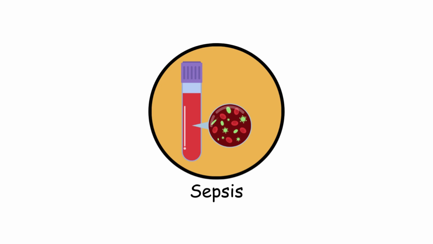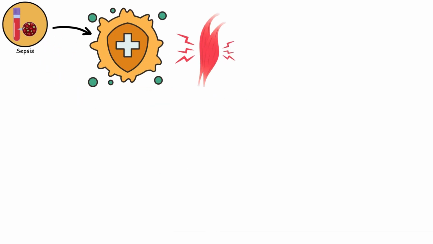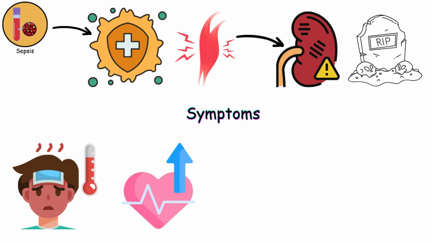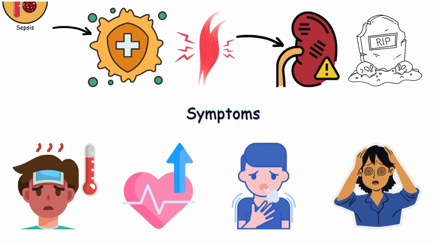Sepsis. Sepsis is a life-threatening condition that occurs when the body's response to infection causes inflammation throughout the body. It can lead to organ failure and death if not treated promptly. Symptoms include fever, rapid heart rate, rapid breathing, and confusion.